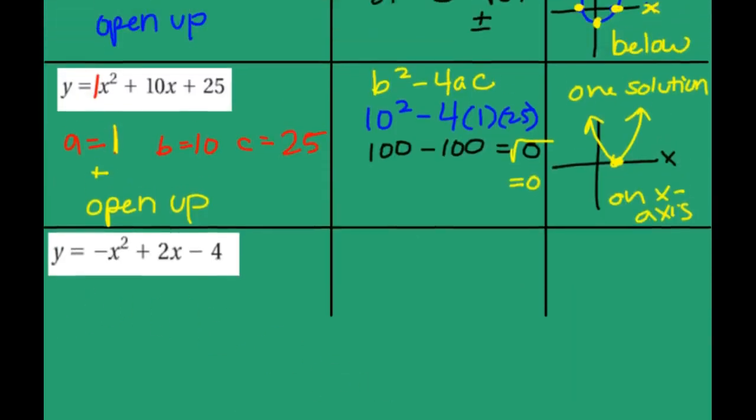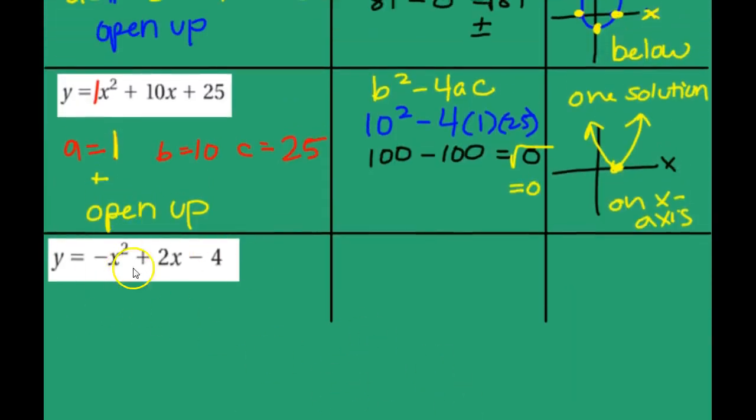All right, last one on this slide. I would like for you to try this one on your own, and then turn and talk with a neighbor, or click play to see if you got it right. So first, A out front is a 1. There's a negative there, so it's a negative 1. B is 2, and C is negative 4.